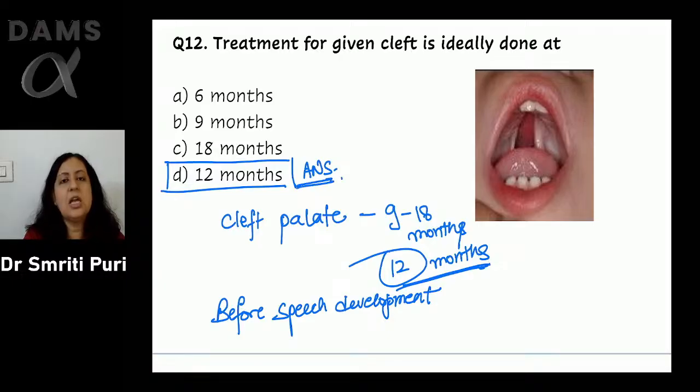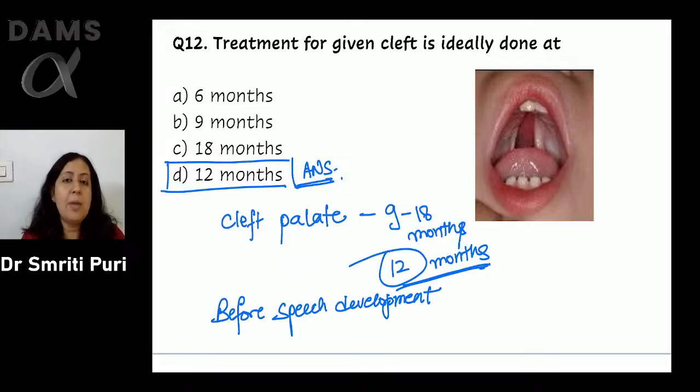Some books also say that you can do a cleft lip repair at 6 months, but at 6 months tissues are very fragile, suturing is difficult, handling the tissues is very difficult. The best time to do a cleft repair, cleft palate I'm talking about, cleft palate only, is between 9 to 18 months, and amongst both, the best is 12 months if it is given in the option. If 12 months is not given in the option, you will mark 9 months.